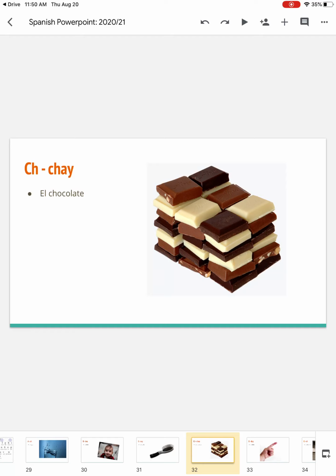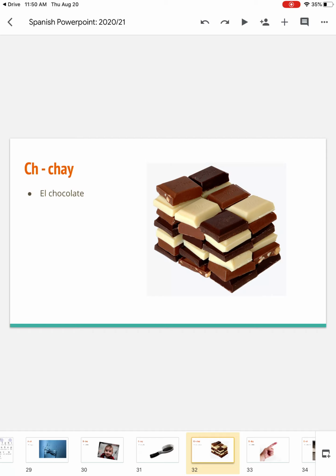Repeat after me. Che. And a word that uses this is all of our favorite candy, el chocolate. El chocolate.